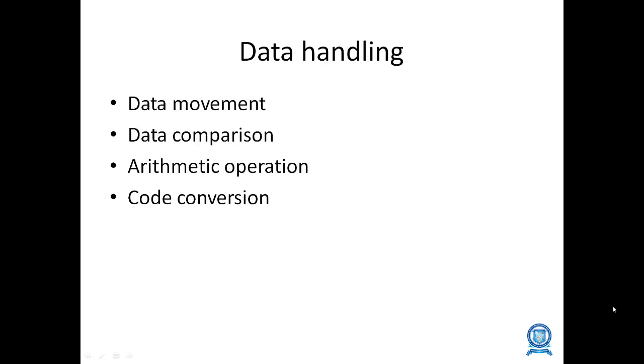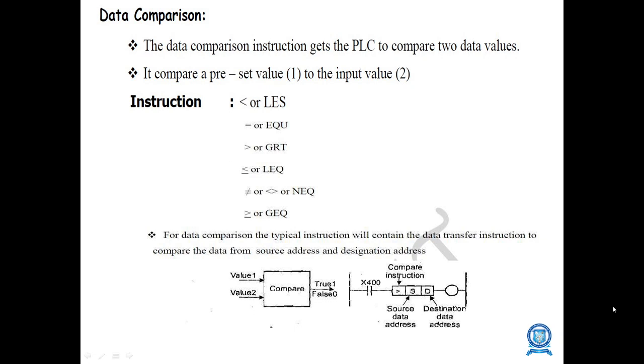Data handling. Data movement, data comparison, arithmetic operation, and code conversion are the methods used in data handling. The data comparison instruction given to the PLC compares two data values, where the preset value is 1 and the input value is 2. Instructions: equal, greater than, less than, less than or equal, not equal. For data comparison, the typical instruction will remain constant.